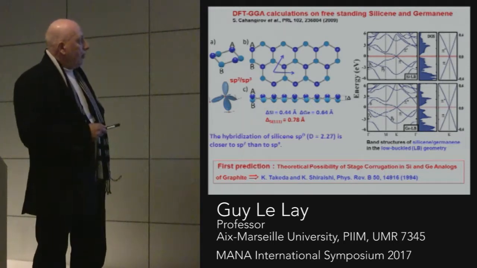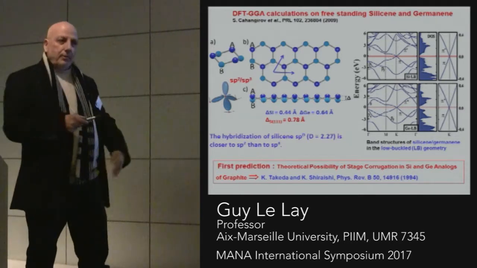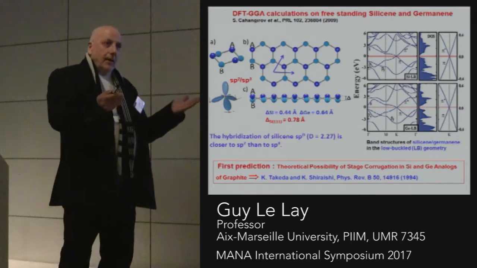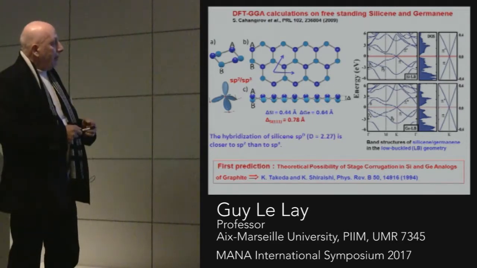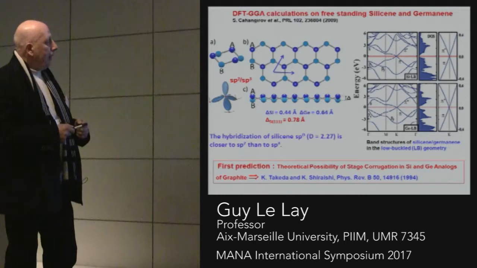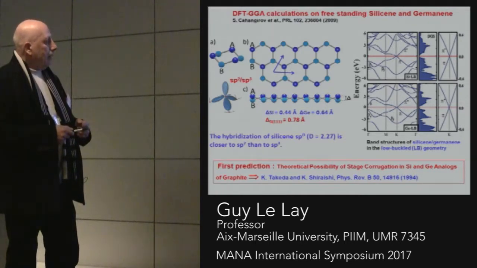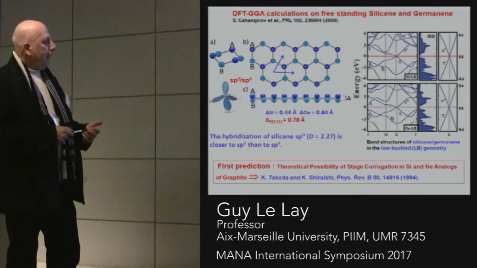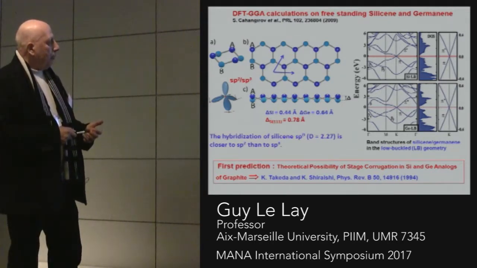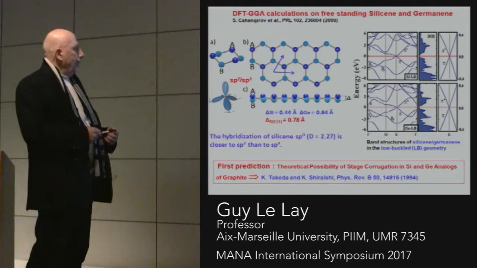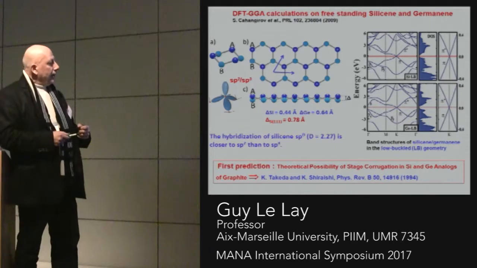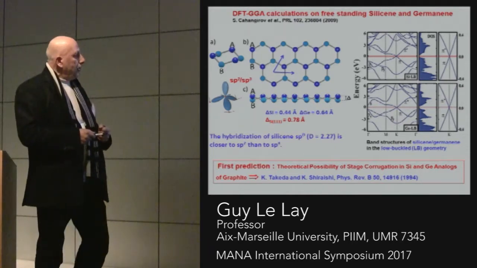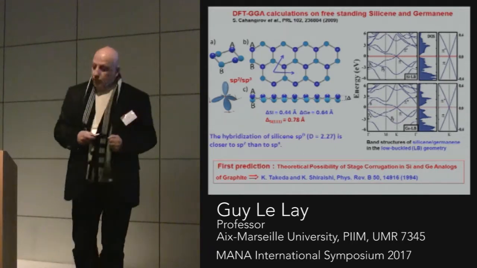And the structure is stable, but at variance with graphene, which is flat, silicene, germanene and stanene are buckled, meaning that the two sublattices, A and B, are vertically separated by this delta, which is about 0.4 angstrom for silicon, 0.6 angstrom for germanium, and 0.8 angstrom for tin. The hybridization is in between sp2 and sp3, but closer to sp2.